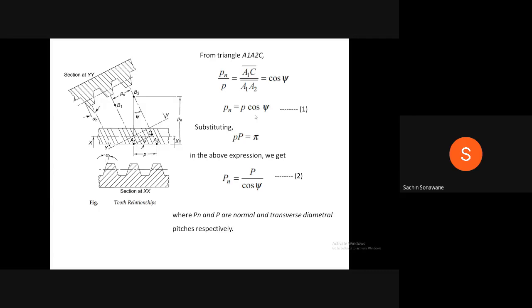Okay, I think you have drawn the diagram. Now you just see psi is nothing but the helix angle. A1A2 is known as transverse pitch P. The A1C distance is known as normal pitch Pn. Alpha n is the normal pressure angle, and alpha is the pressure angle.